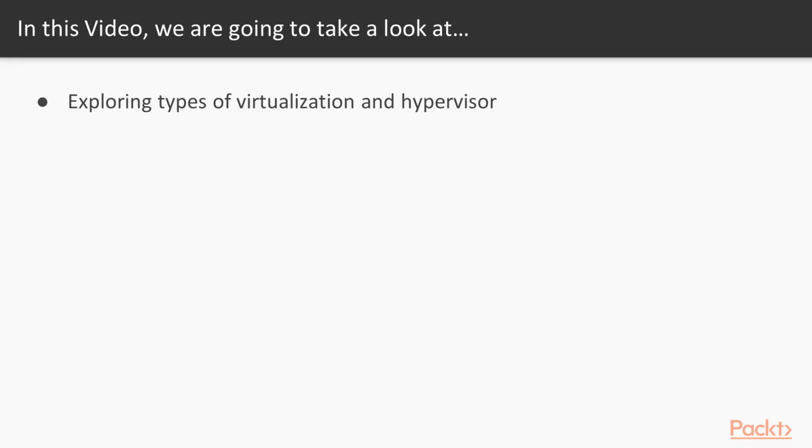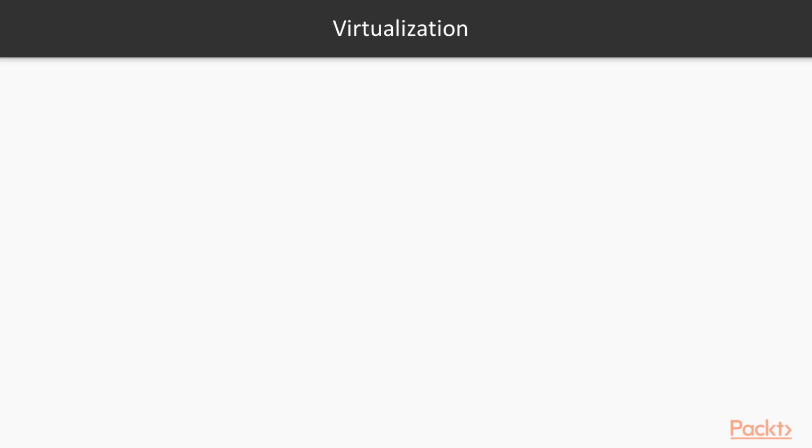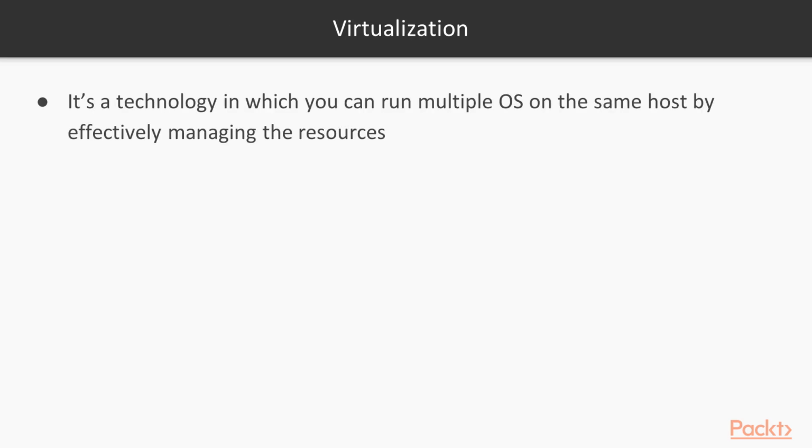In this lesson, we will be looking into types of virtualization and hypervisor. What we will be covering in this lesson is what virtualization is, and what a hypervisor is and its types as well. So first of all, what is virtualization? It's a technology in which you can run multiple operating systems on the same host by effectively managing your resources.